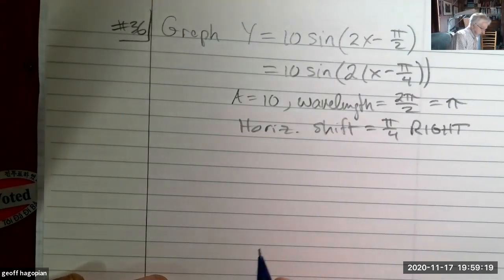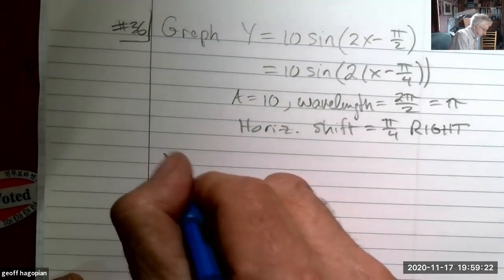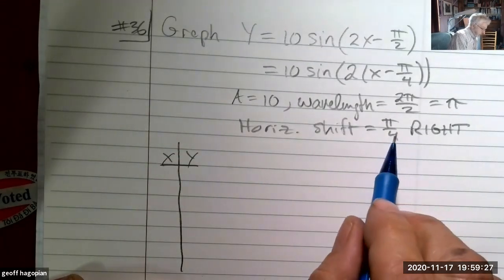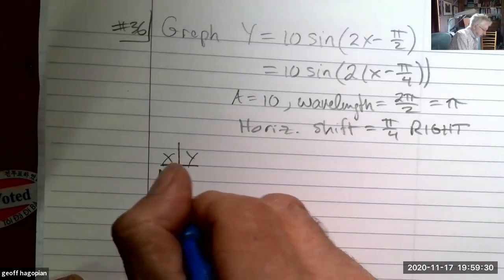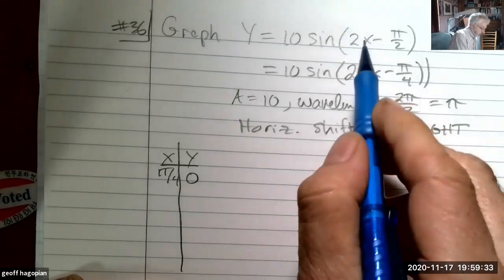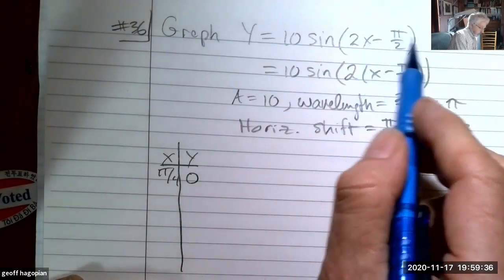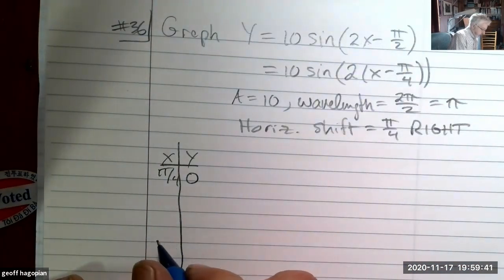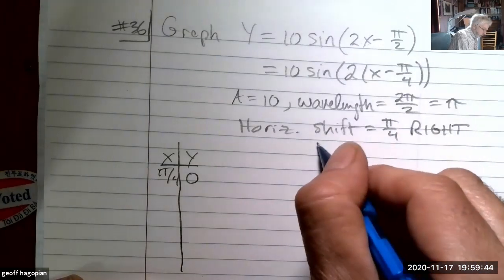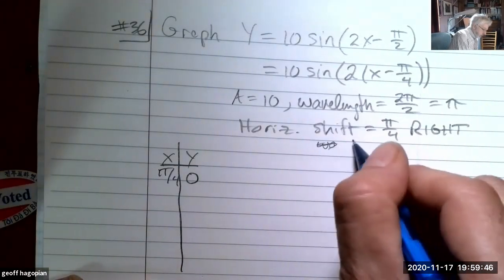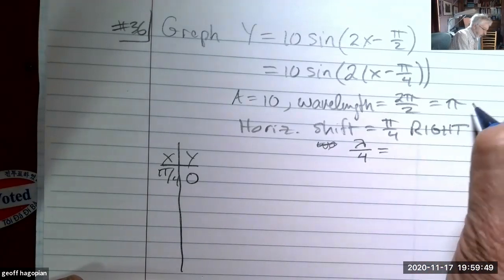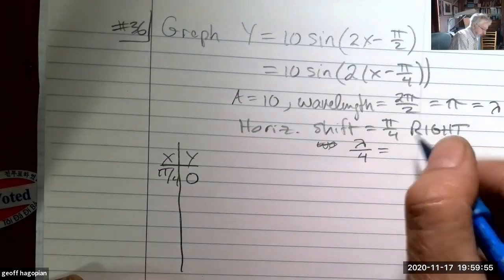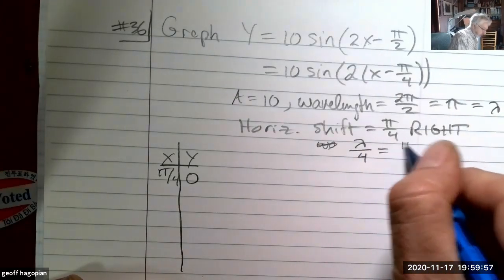Yeah, and so when we make a graph, we might start with a table of values. So if we're starting at pi over 4, then y will be 0, right? Twice pi over 4 is pi over 2. Pi over 2 minus pi over 2 is 0. Sine of 0 is 0. 10 times 0 is 0. Okay, what's a quarter wavelength? So we call lambda the wavelength. That's a common character, a Greek letter L for length. And that's pi over 4.